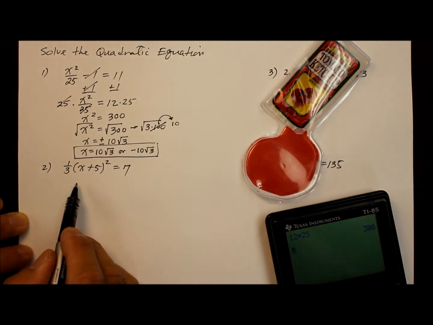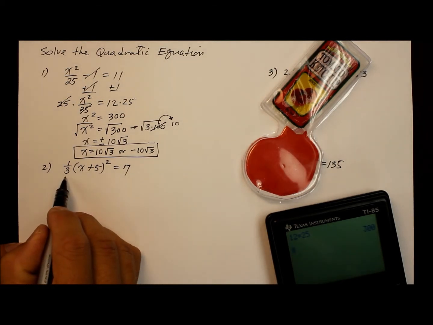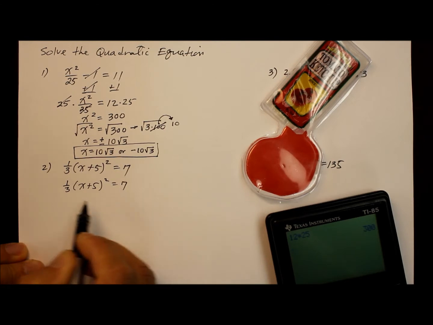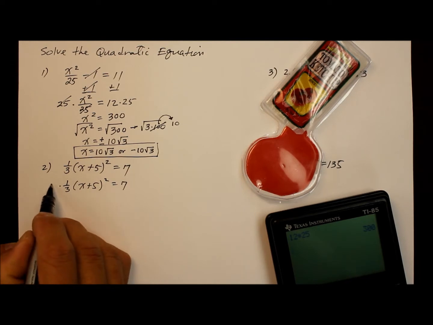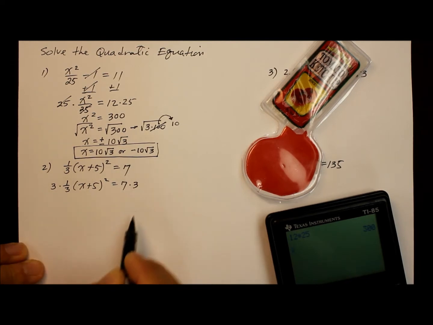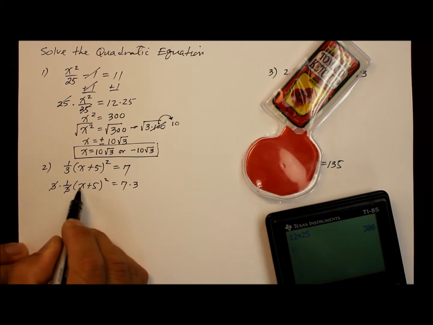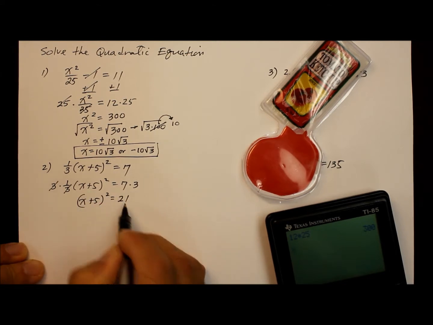Now here's a variation. On this one, we're going to do the same thing. But first, let's get rid of the 1/3 coefficient outside of the parentheses here. Let me rewrite that so I don't clutter things up. I'm going to multiply by the reciprocal of 1/3, which is 3 over 1, or simply 3, on both sides of the equation. So the 3 and 1/3 reduce to 1, leaving me with 1 times (x plus 5) squared. So we got (x plus 5) squared. On the right, we have 21.